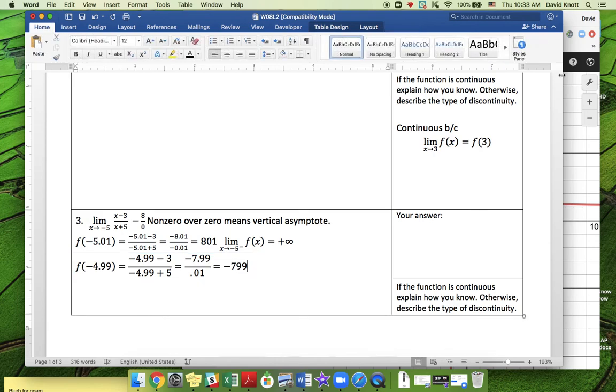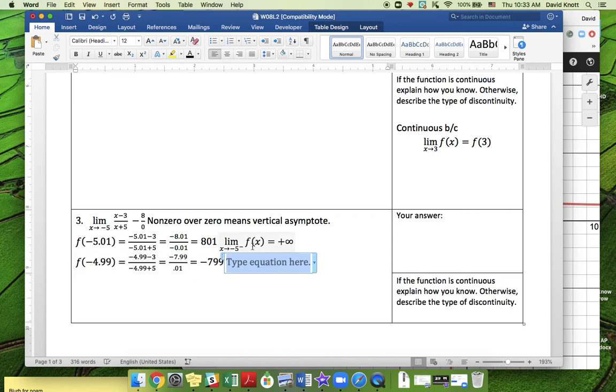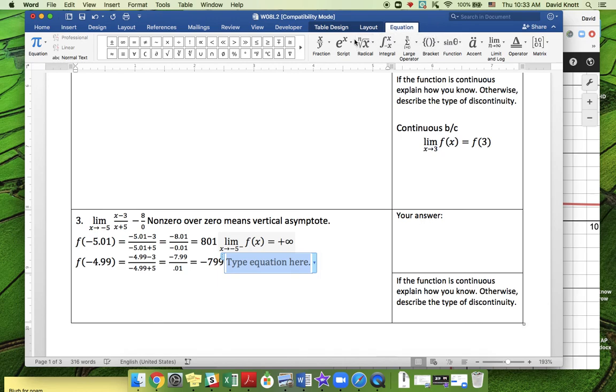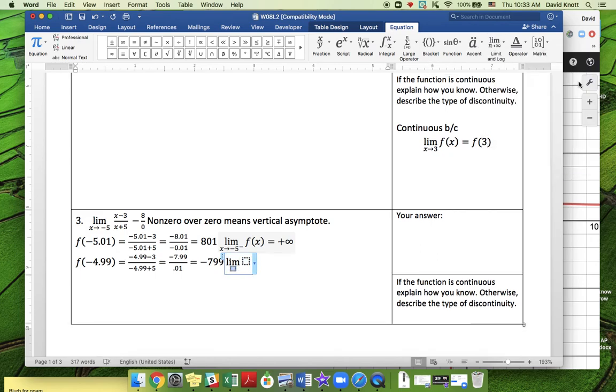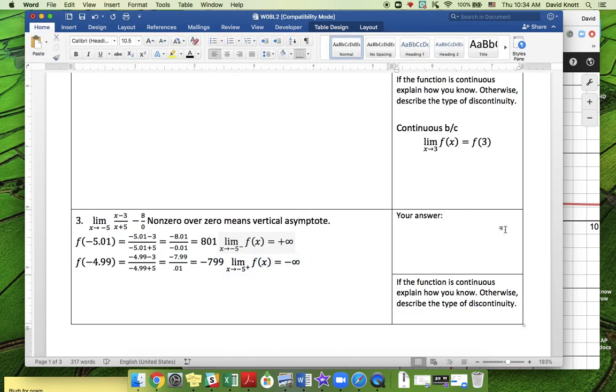So what that's telling me is just to the right of negative 5, the value of my function is a really, really big negative number. That's telling me that the limit, as you approach negative 5 from the right, is negative infinity. So as you approach negative 5 from the right, that's negative infinity. Okay? So what we would say about this limit is that the limit doesn't exist, right?